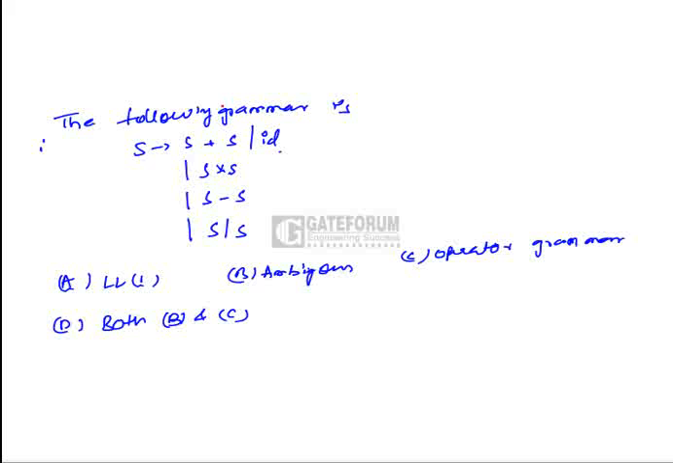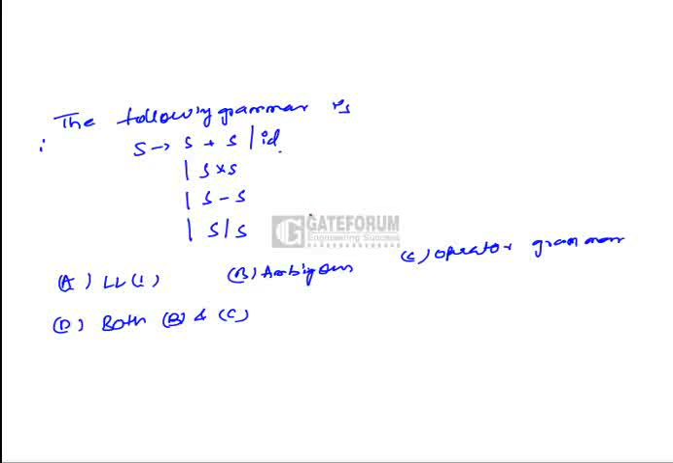The following grammar is: option A, LL1; option B, ambiguous; option C, operator grammar; option D, both B and C, that is, both ambiguous and operator grammar. If we see the given grammar, it is both left recursive and right recursive. Whenever a grammar is both left and right recursive, that grammar is ambiguous, and it is also an operator grammar.